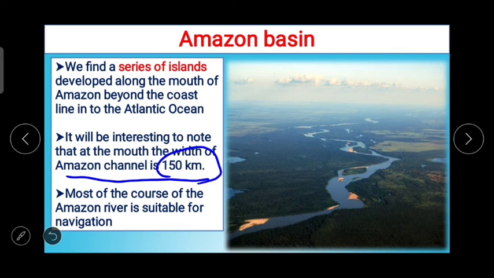So that you can understand the hugeness of this river, or you can understand by this the flow, or we can say the discharge of this river. Most of the course of the Amazon river is suitable for navigation.